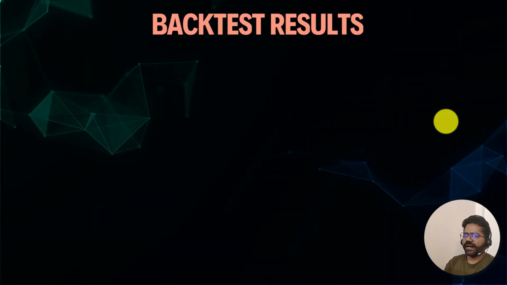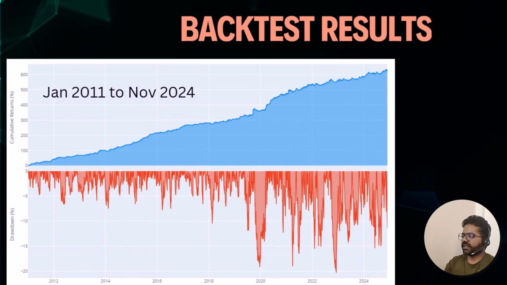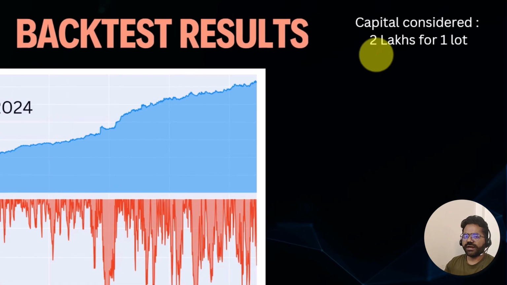Now let's look at the backtest results. I have backtested this exact trading strategy that I mentioned just now from January 2011 to November 2024. I have used Python for backtesting this, and the total return is close to 600% over this period. If you look at the drawdown, there are no long drawdown periods, and drawdowns post 2020 are almost consistent. I have considered trading capital of 2 lakhs for trading one lot. This is considering either selling Bank Nifty options or trading in Bank Nifty futures with current contract sizing.